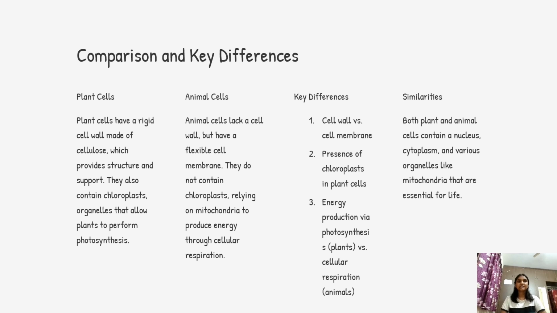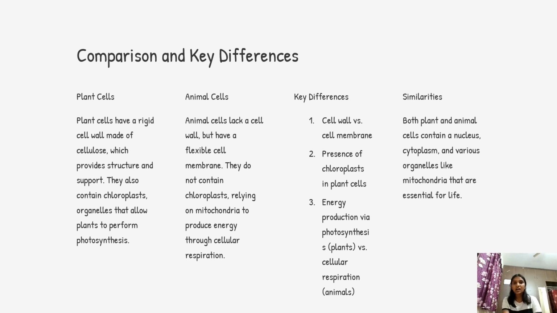Now, finally, let us understand the comparison and the key differences of plant cell and animal cell. That is, plant cells have a rigid cell wall made up of cellulose, which provides structure and support. They also have chloroplast organelles that allow plants to perform photosynthesis, while animal cells lack a cell wall, but they have a flexible cell membrane. They do not contain chloroplasts, relying on mitochondria to produce energy through cellular respiration.